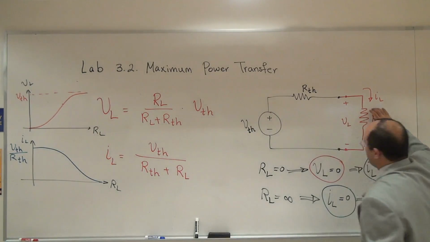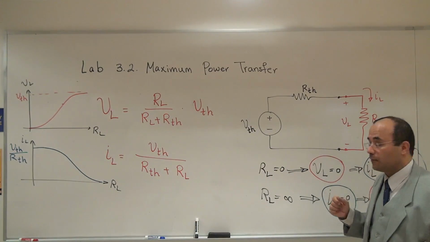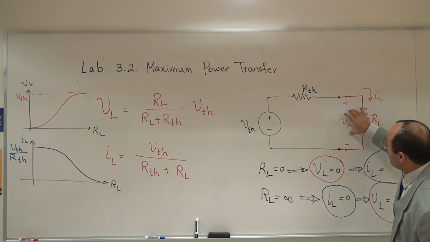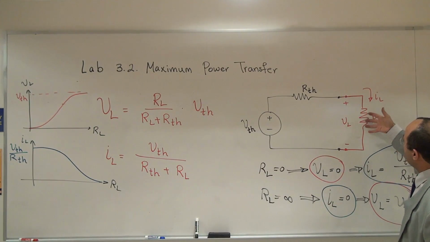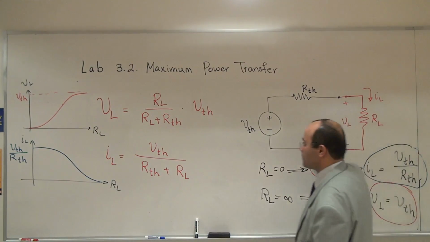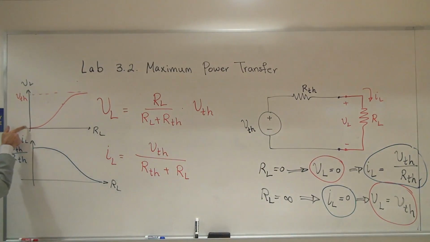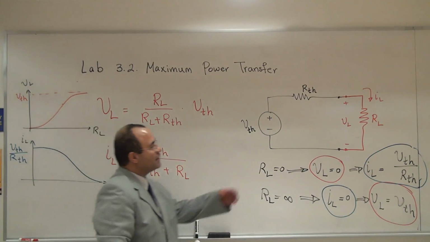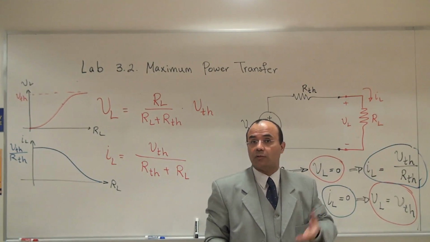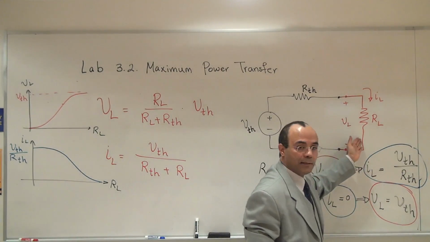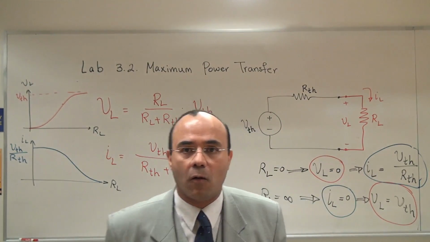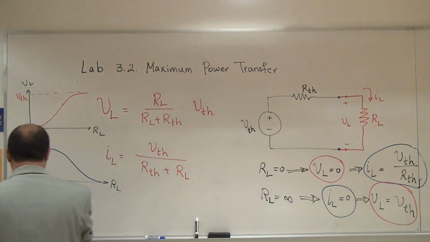Now, as the resistance goes to zero, what is happening to my power? As RL is 0, the voltage is smaller and the current is bigger. As RL is bigger, the current is smaller and the voltage is bigger. You can see the shape. For example, the power delivered to the load, when RL is 0, VL is 0, IL could be anything, and the power delivered to the load is 0. When this is open, IL is 0 and VL could be anything, but it doesn't matter because the power delivered to the load would be 0. So I want to have maximum power transfer.